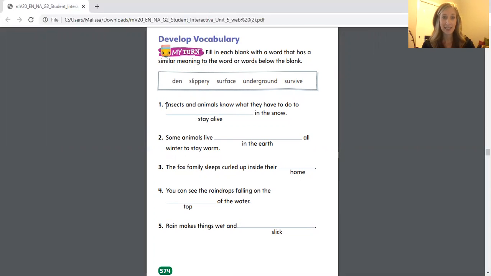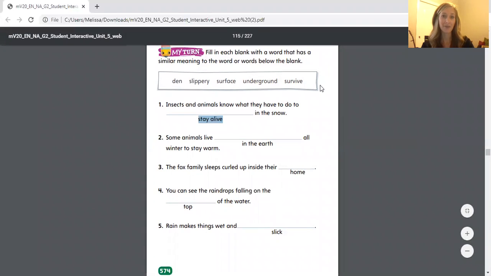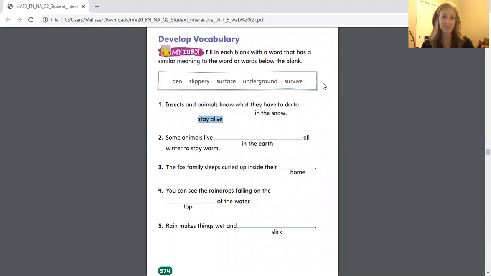Number 1, it says insects and animals know what they have to do to blank in the snow. And what I like about this is that it gives you a similar meaning below. So this is a hint so we can figure out what word it is. So stay alive. Which word means stay alive? Go ahead and write down what you think, and then I'll tell you if you're right. If you were thinking survive, that's correct. Number 1 should be survive. Survive means to stay alive.